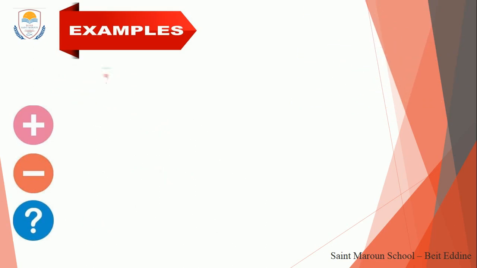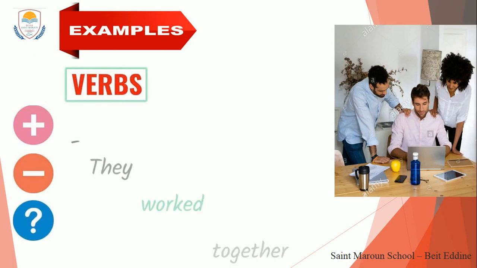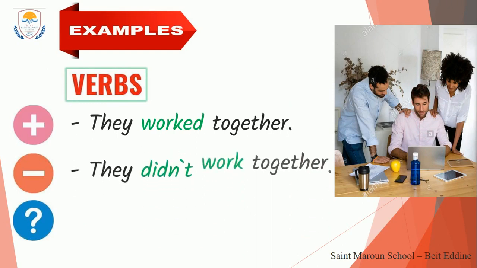Now, a set of examples with verbs to do. Look at the second picture. They worked together. Look at the verb in green. It's verb 2. It's work and I added to it ed. They didn't work together. So notice that work is verb 1 here because I have did. So I can't have two verbs in the past together in the same sentence.